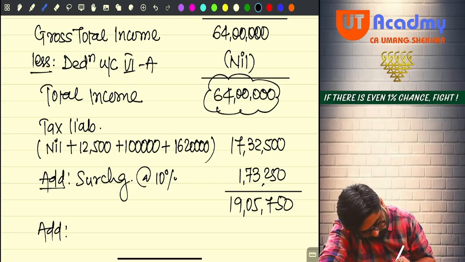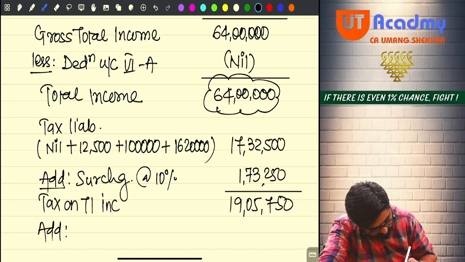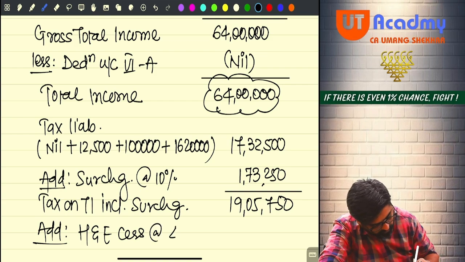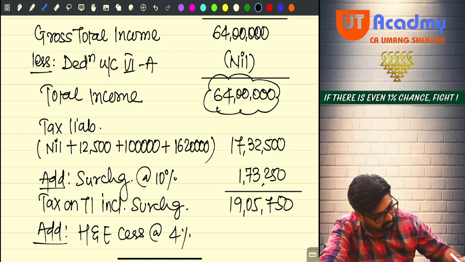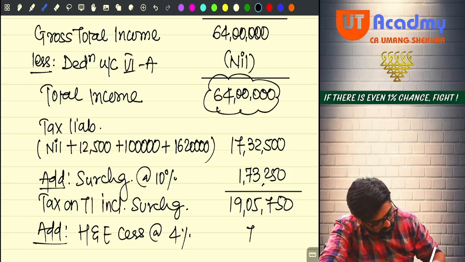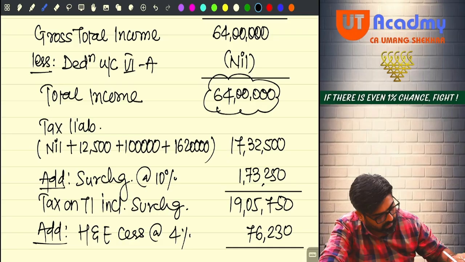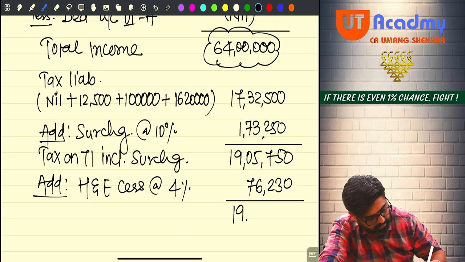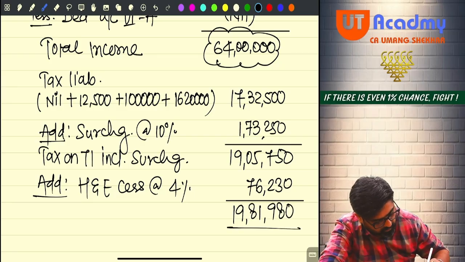This is the tax on total income including surcharge. Now add health and education cess at the rate of 4%. So 76,230. Add, 19,81,980. This will be your final tax payable.